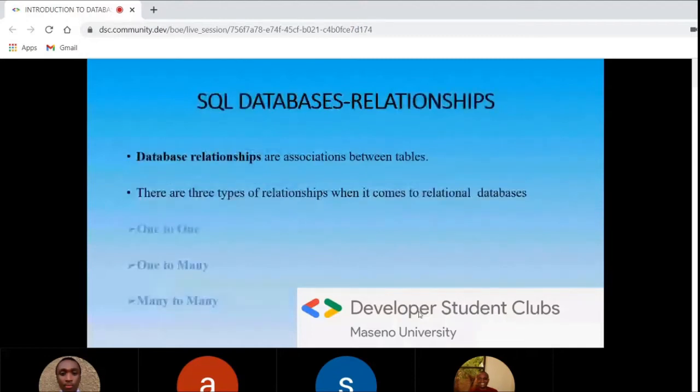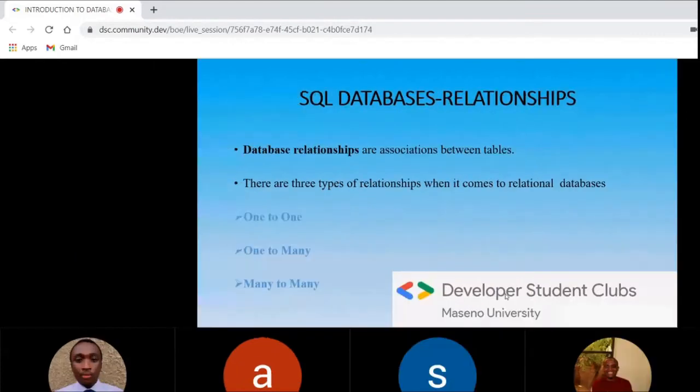So next we will look at the database relationships. This is the SQL database relationships. When we are talking about relationships, we mean the association between tables. There are three types of relationships when it comes to relational databases. We have one-to-one, one-to-many, and many-to-many.